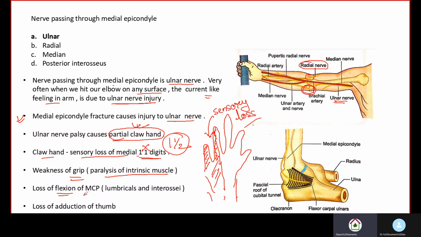Loss of flexion of MCP, metacarpophalangeal, lumbricals and interossei. Loss of adduction of thumb.